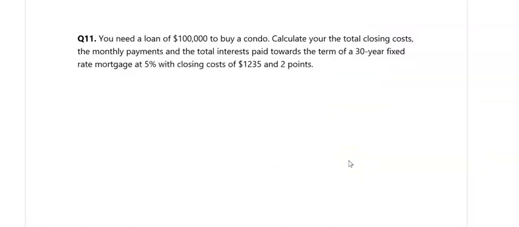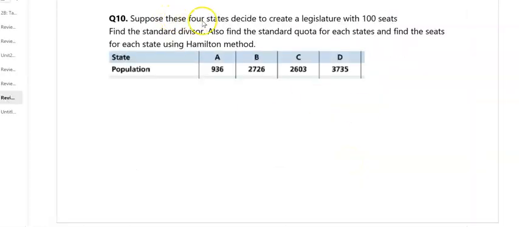Alright, next question. Suppose this 4 state region decided to create a legislature with 100 seats. I should change 100 to 101. It's similar, but I want to change to 101 seats. This is the number of quota. In other words, we want to divide this 101 quota among these 4 groups. And the first part of the question is to find the standard divisor.